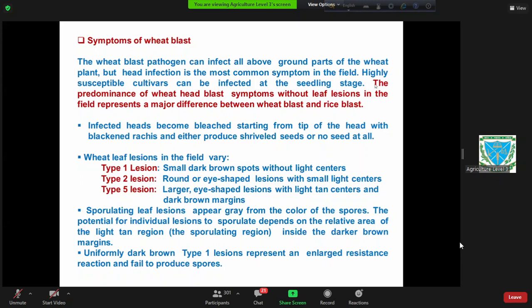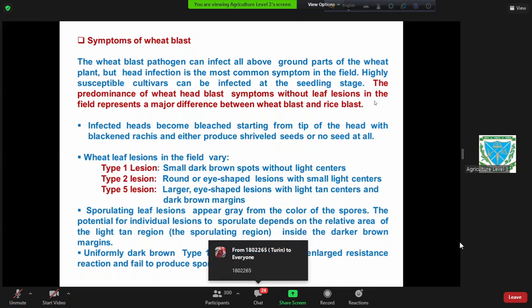And in this red marked area, you see what is the basic difference between wheat blast and rice blast? The basic difference is that we can see the symptom of wheat blast only or mostly on the head. But in case of rice blast, we can notice the symptom in both leaf and panicle. And the teacher who will teach you the rice disease, hopefully he will explain the symptoms and other things of rice blast.